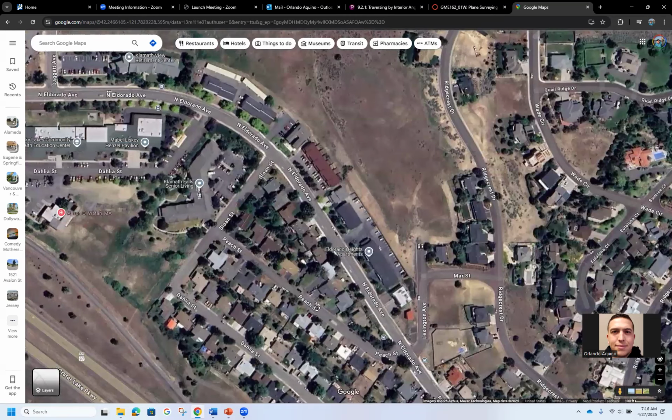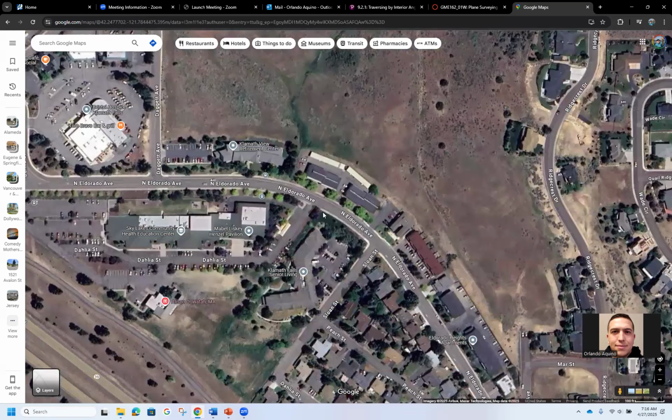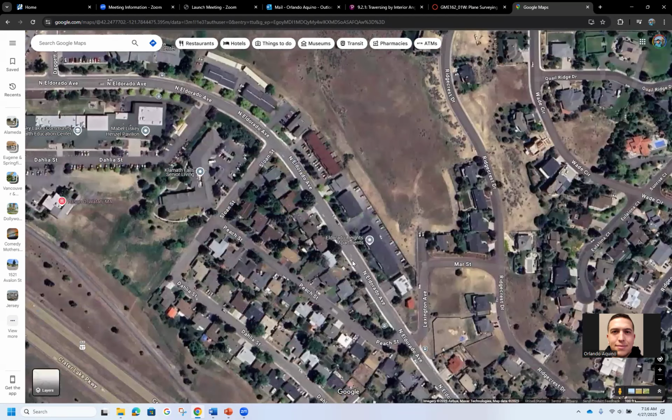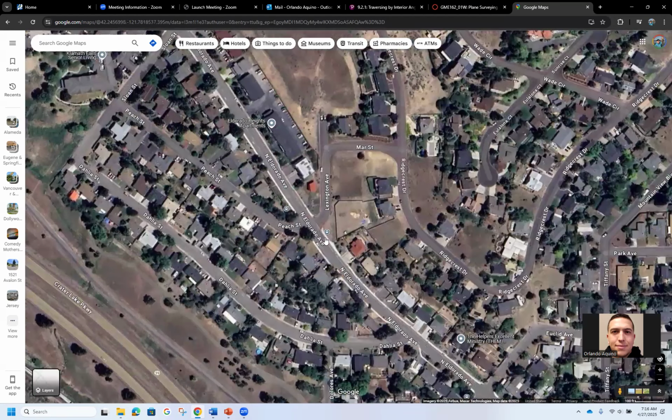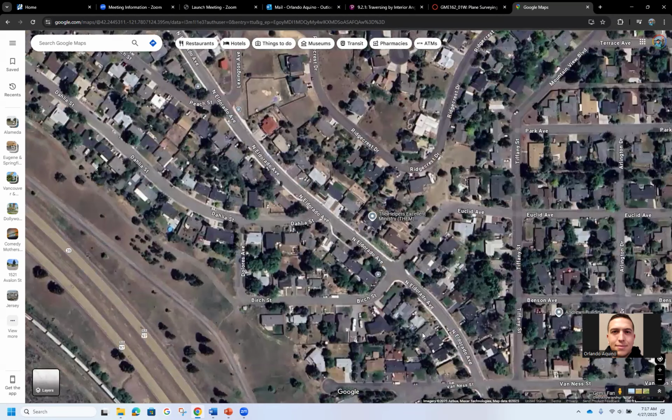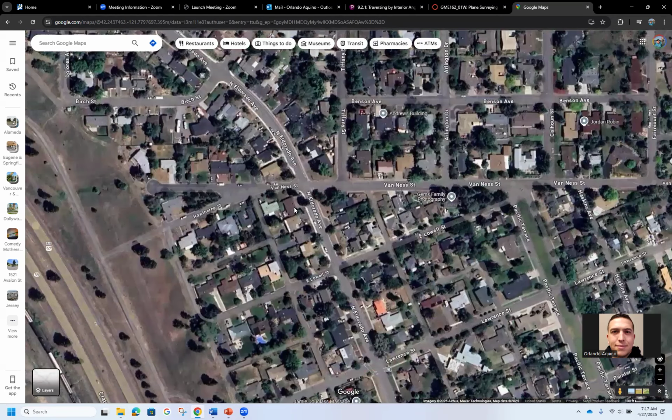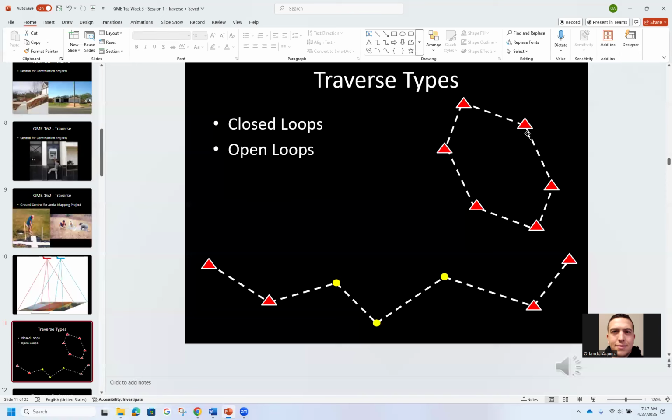And so we did it. Then I spent the next week or so topographic surveying this entire street, right of way to right of way on El Dorado, and then getting all that data to the engineer so they could build their new development. So that is closed and open.